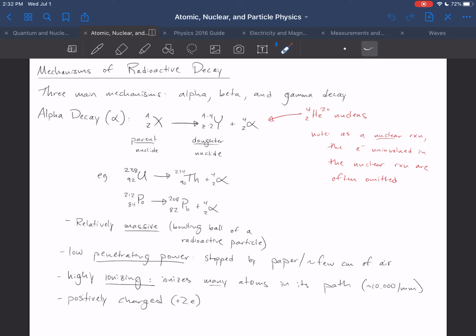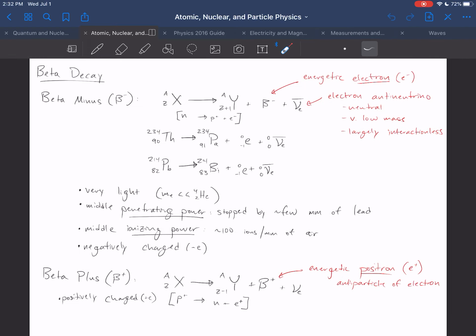We introduced alpha decay, where alpha particles were later discovered to be helium nuclei, and these are, relatively speaking, massive and highly ionizing radiation, but with low penetrative power. Radioactivity rather than radiation would be the correct word there.